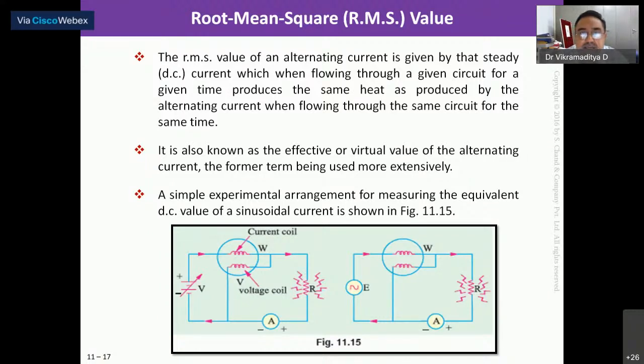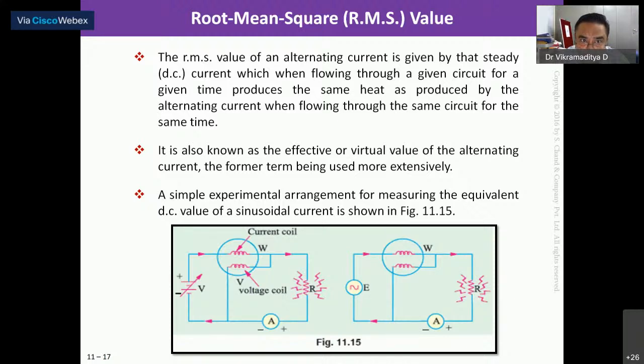Steady means DC current, which, when flowing through a given circuit for a given time, produces the same heat. Now, this is the definition: the same heat as produced by the alternating current when flowing through the same circuit for the same time.